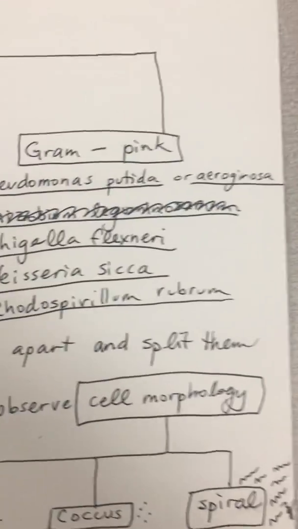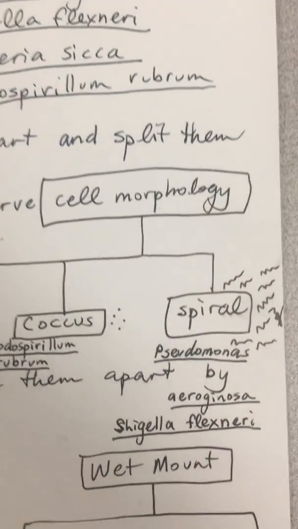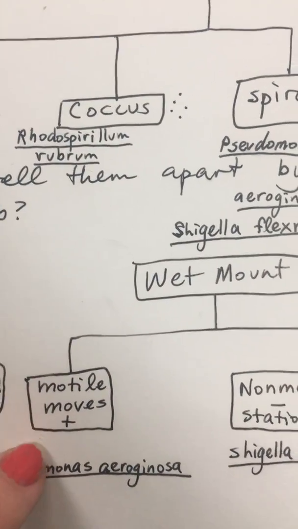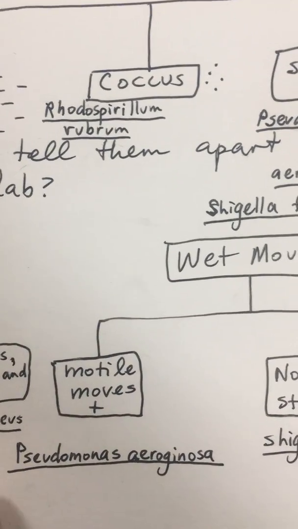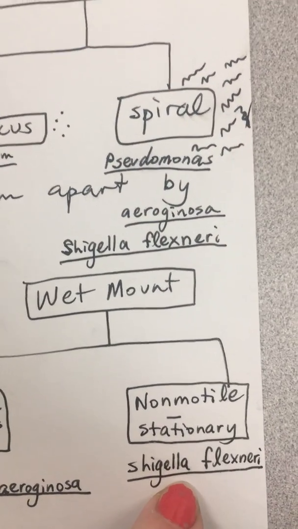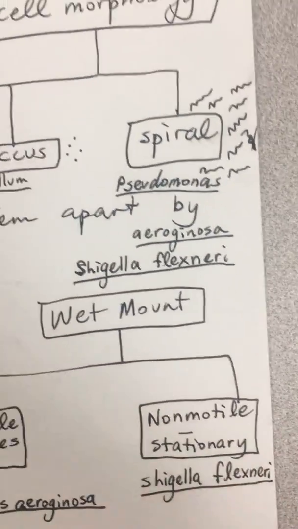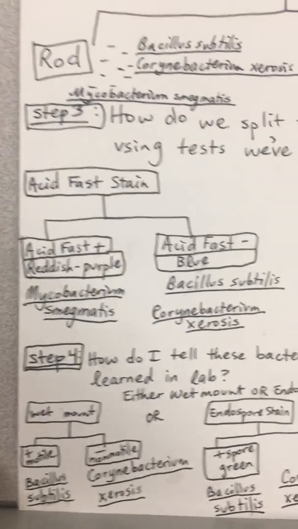Or if you have gram-negative pink bacteria that are spiral shaped, you can do a wet mount. So if it's motile, positive, it's going to be Pseudomonas aeruginosa. If it is non-motile, negative and stationary, it's going to be your Shigella flexneri in this exercise. All right, backtracking to the ones you're curious about.